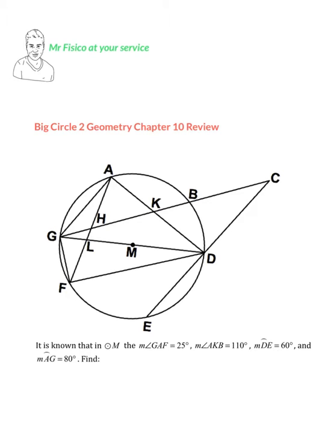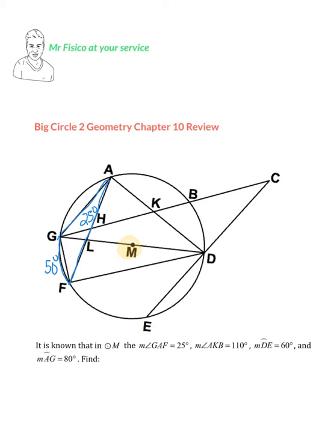Let's start with the name of the circle, and the name of the circle is Circle M. That makes point M the center of the circle. Measure of angle GAF is 25 degrees. That makes this intercepted arc GF equal to 50 degrees, right?